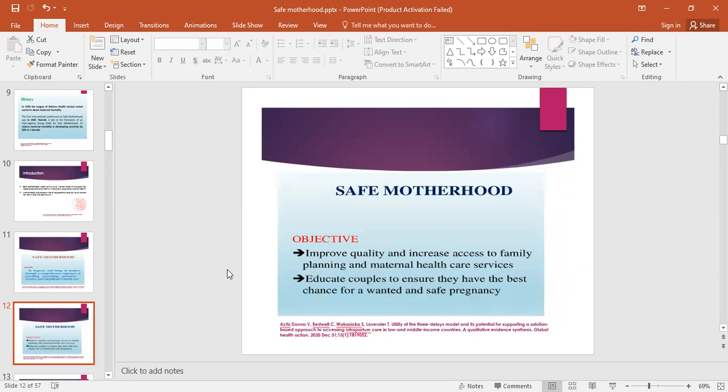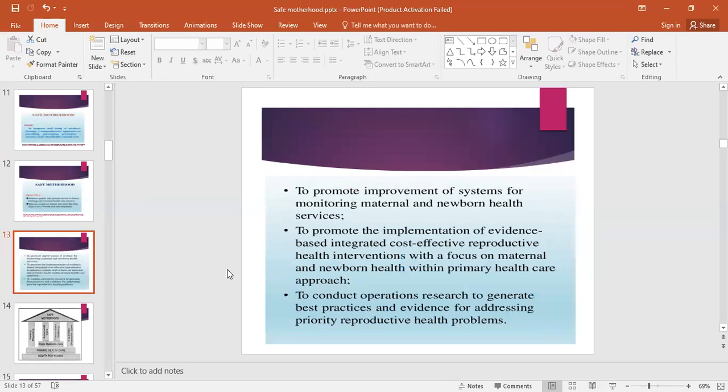There are some objectives of safe motherhood: to improve quality and increase access to family planning and maternal health care services, to educate couples to ensure they have the best chance for a wanted and safe pregnancy, to promote improvement of systems for monitoring maternal and newborn health services, to promote the implementation of evidence-based, integrated, cost-effective reproductive health interventions with a focus on maternal and newborn health within the primary healthcare approach, and to conduct operations research to generate best practices and evidence for addressing priority reproductive health problems.